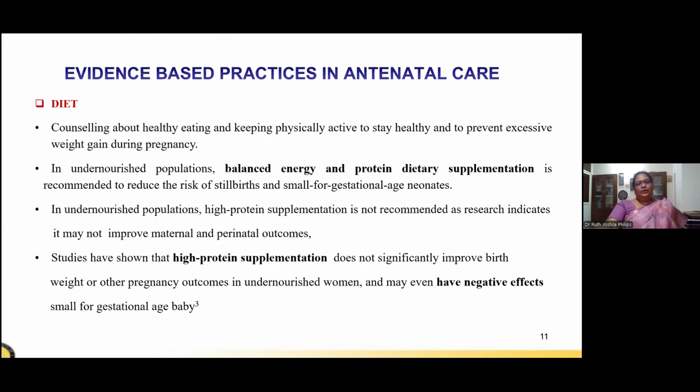So normally we go with a high protein diet, but instead of that, the World Health Organization recommends balanced energy protein diet supplementation. We should not give just high protein, but also incorporate the other components of a balanced diet, like adequate amounts of carbohydrates, fats, proteins, minerals, and everything else. So balanced energy protein dietary supplementation is recommended for the undernourished population.